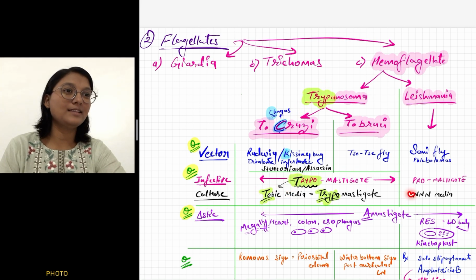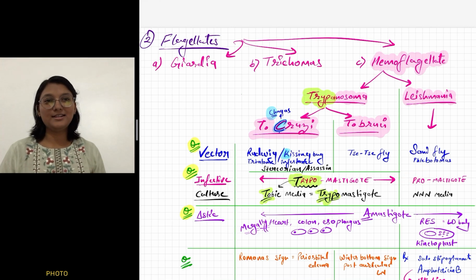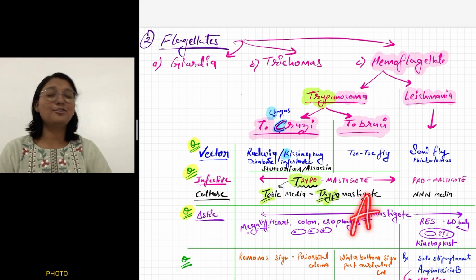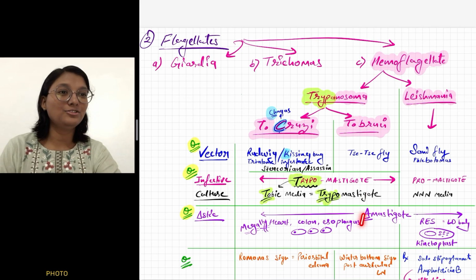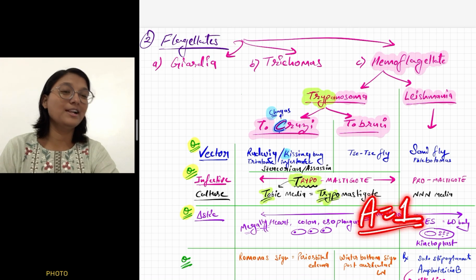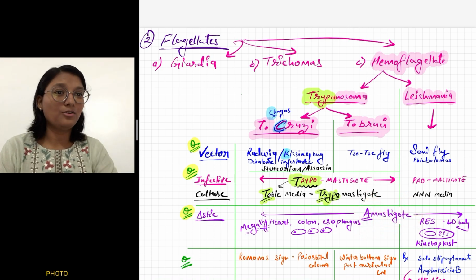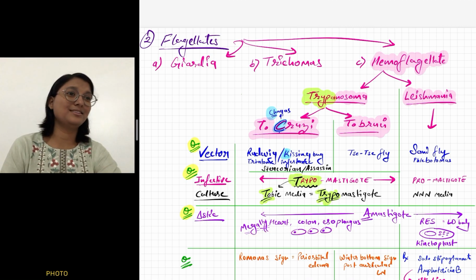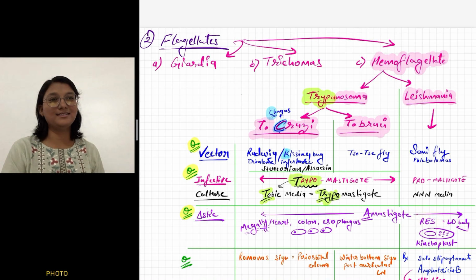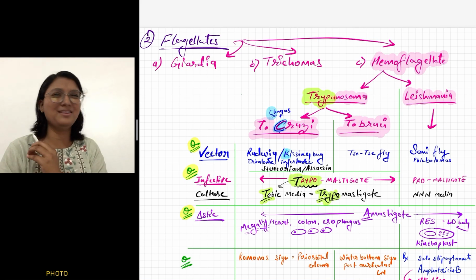And for leishmania, it's NNN media and promastigote, right? Coming to diagnostic stage, so A for amastigote, and you have only one diagnostic stage for all the 3 flagellates. So amastigote is the one and only diagnostic stage found in all the flagellates. Okay, but the location differs. It's heart, colon and esophagus for trypanosoma, while it's reticuloendothelial system for leishmaniasis, where we call them LD body or kinetoplast. It has been asked many times.